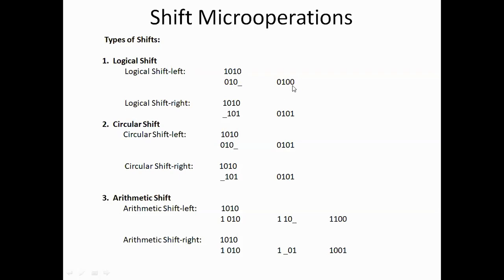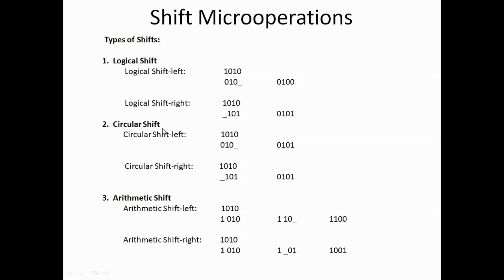So all the bits in this number are shifted to the left, and then the least significant bit is filled with 0. In the logical shift right, we do the same thing but in the opposite direction, so all the bits are shifted towards the right. When we shift all these bits towards the right, 1 will come here, 0 will go here, and this 1 will go here, and the highest bit position will be filled by 0, because this is a logical shift.